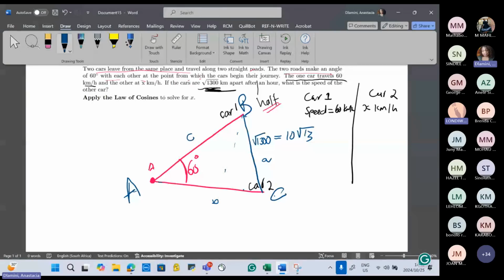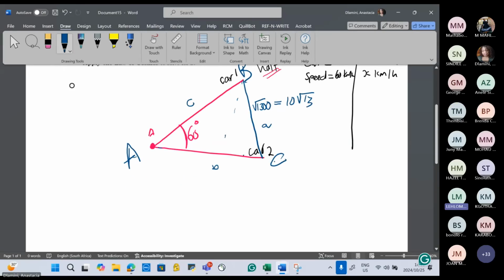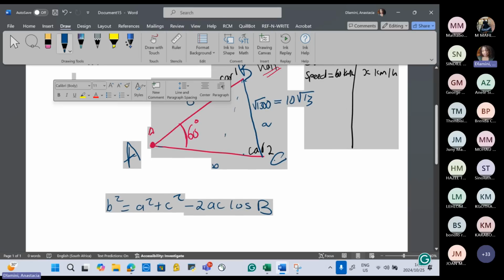So if they want us to find small b, what would be the equation then? What would be small b? The law of cosine, it will be what? b squared is equal to a squared plus c squared minus 2ac cos of b.